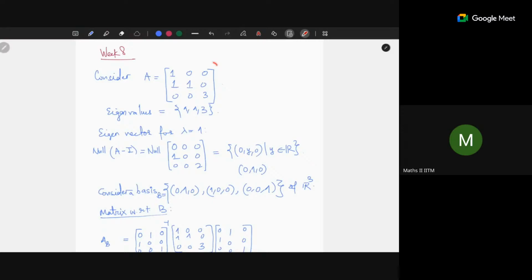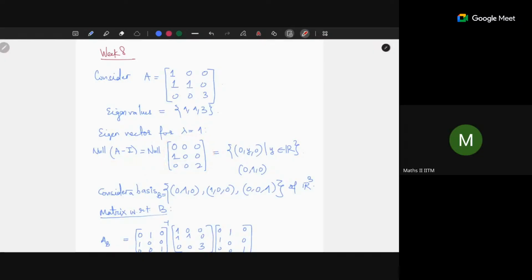So consider this matrix. The first row is 1 0 0, the second row is 1 1 0, and the third row is 0 0 3. Clearly, it's a lower triangular matrix. So the eigenvalues are 1, 1, 3. Now we can calculate the eigenvector for each eigenvalue. For eigenvalue lambda equal to 1, we calculate the eigenvector by calculating the null space of A minus lambda I, where lambda is 1. So we need to calculate the null space of A minus I.